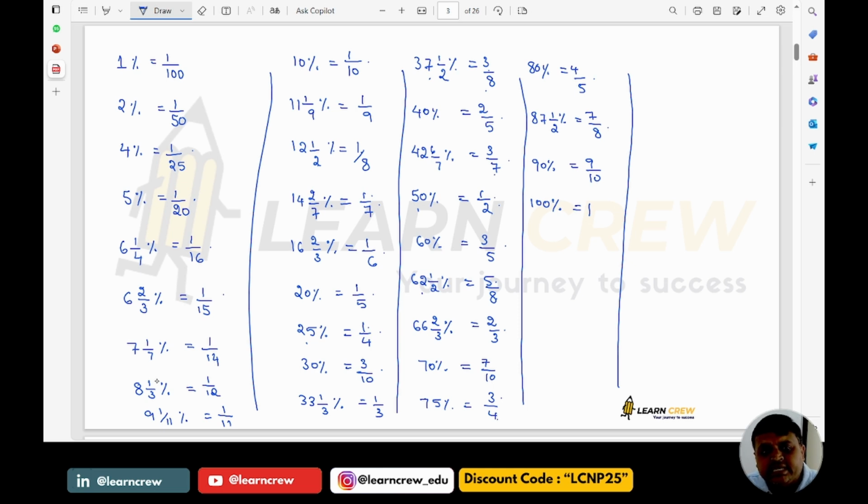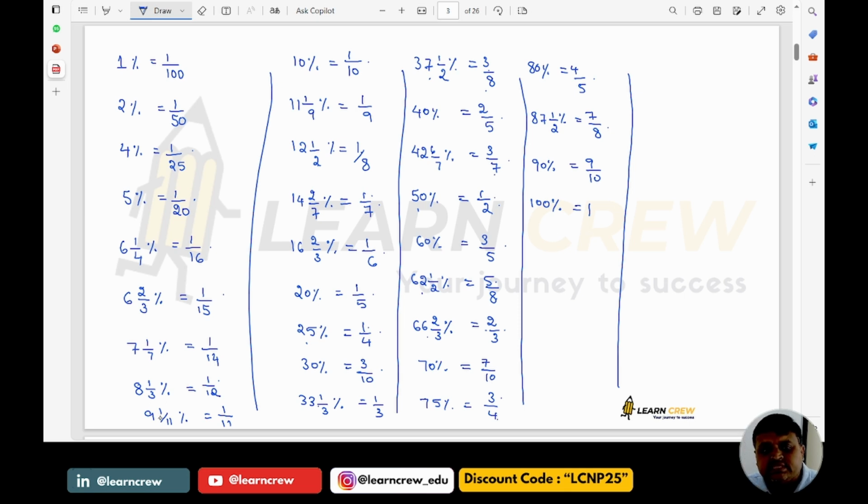Now next, 8 1 by 3 percentage is 1 by 12. Its double is 16 2 by 3 percentage. 1 by 12 double is 2 by 12, 1 by 6. 16 2 by 3 means 16.66. 16.66 double is 33.33. 1 by 6 double is 2 by 6, 1 by 3. 33.33 percentage is 1 by 3. Its double is 66.66, which is 2 by 3. 33.33 triple is 100, which is 1.